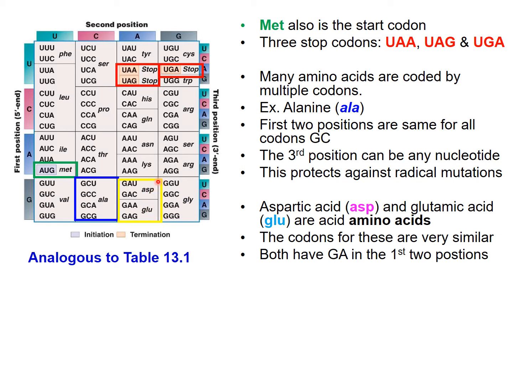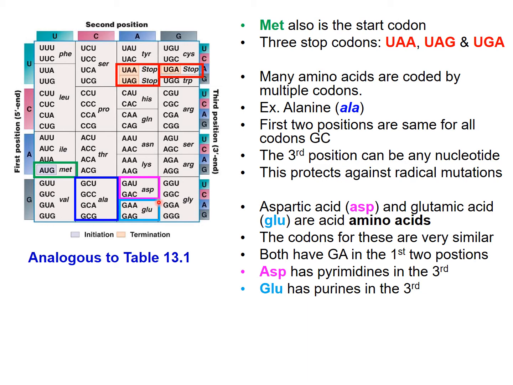So let's look at another place. These are sometimes termed boxes. So we're going to look at this box. Now this box is split. These are the two acidic amino acids, aspartic acid and glutamic acid. And here are the codons for each. Now these are similar amino acids. They have similar chemical properties. They both have GA in the first position. Aspartic acid has pyrimidines, a U or a C, in its third position. Glutamic acid has purines in its third position, either an A or a G.